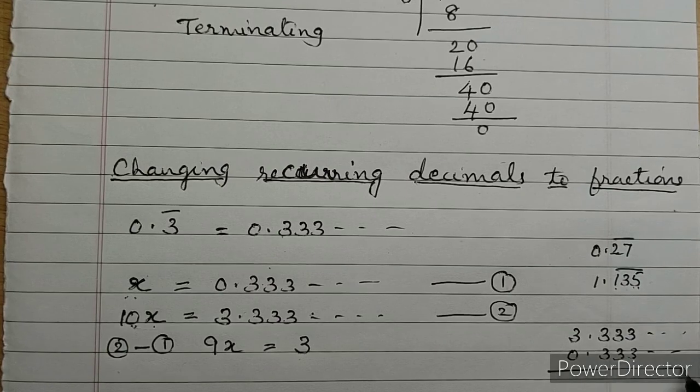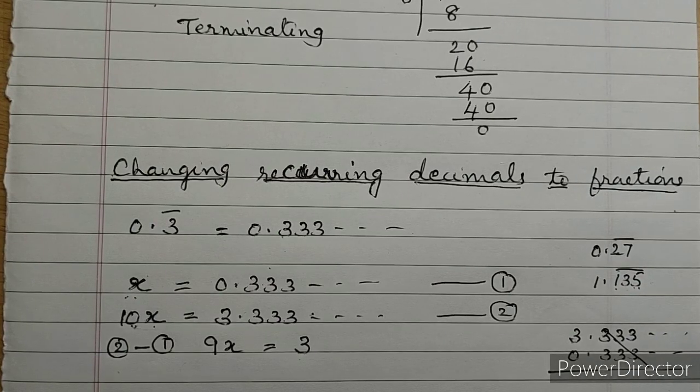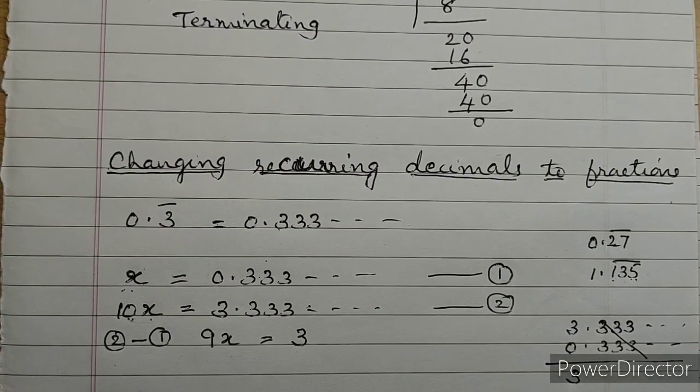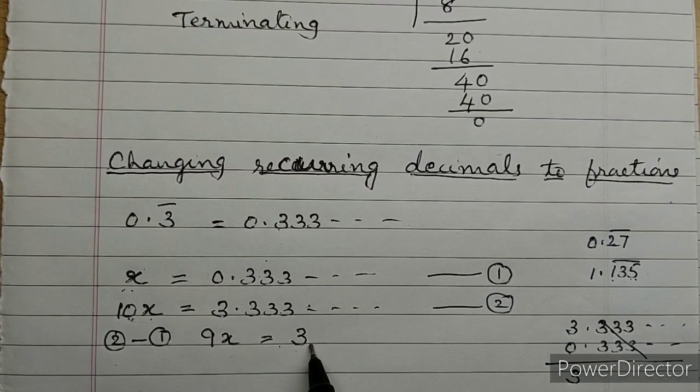0.333 etc. Subtract it, this is the same, so it will get cancelled. 3 minus 0, it is 3. So 9x is equal to 3. Then you have come back to a linear equation. Last year you learned 9 into x is equal to 3. So what is the value of x?